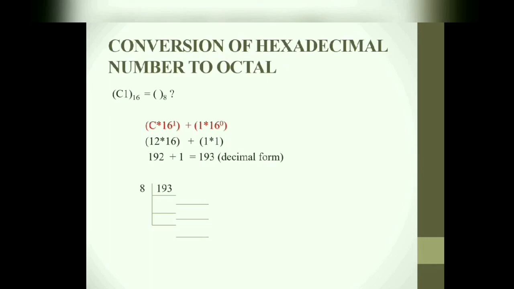The last one is hexadecimal to octal conversion. Again, it needs two conversion methods. First, convert the hexadecimal number to the decimal form. Here 193 is the decimal form of the hexadecimal number C1. Then again convert the decimal number 193 to the octal equivalent.